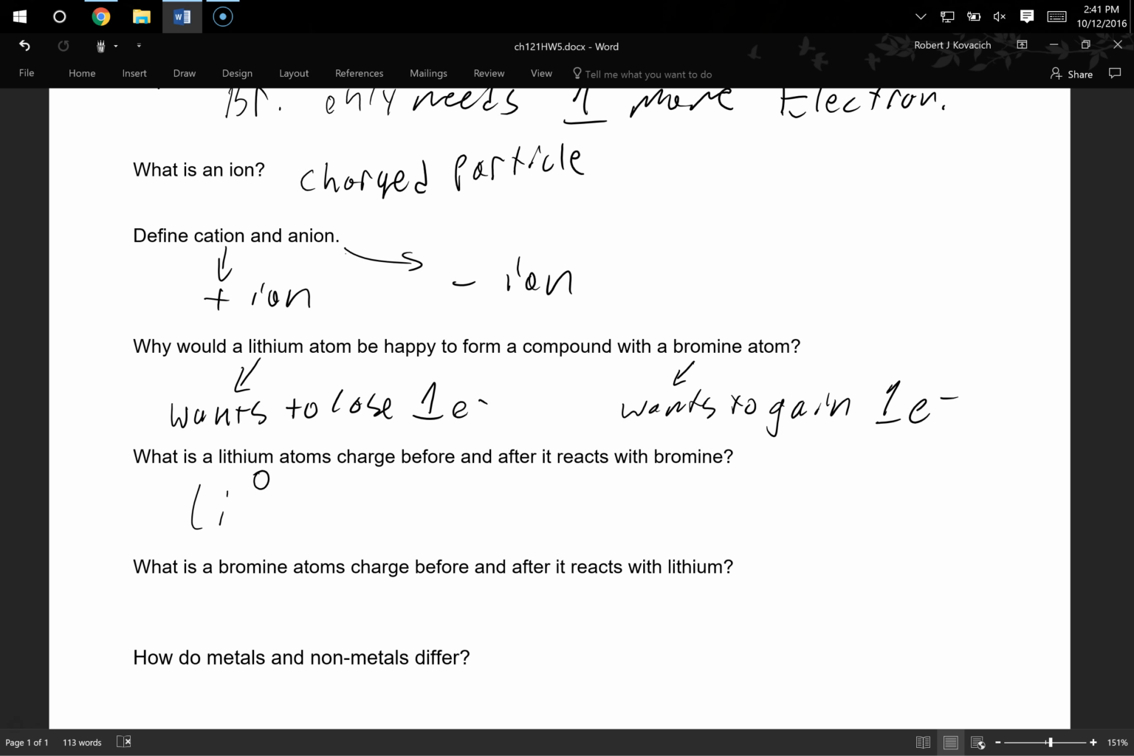And so after it reacts with it, what's its charge? Why is it positive? It gave away one of its 3 electrons, and it still has what? 3 protons, but now it's only got 2 electrons, so it's got a +1 overall charge.